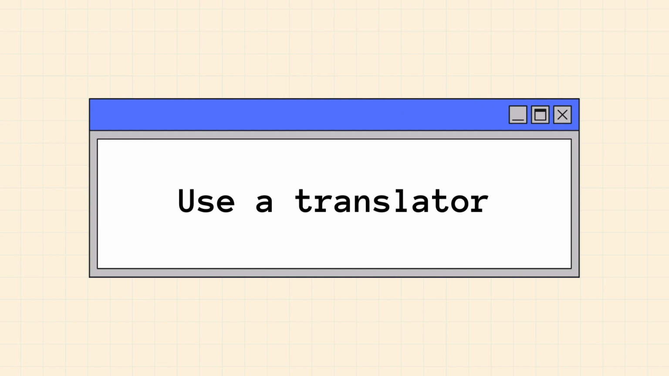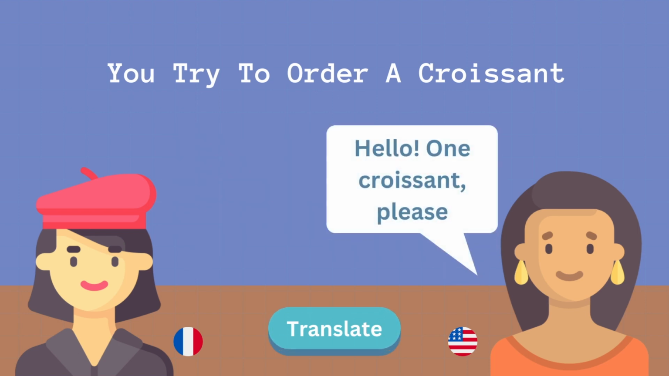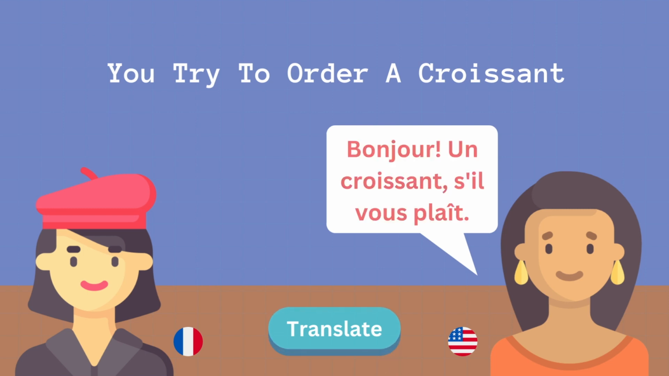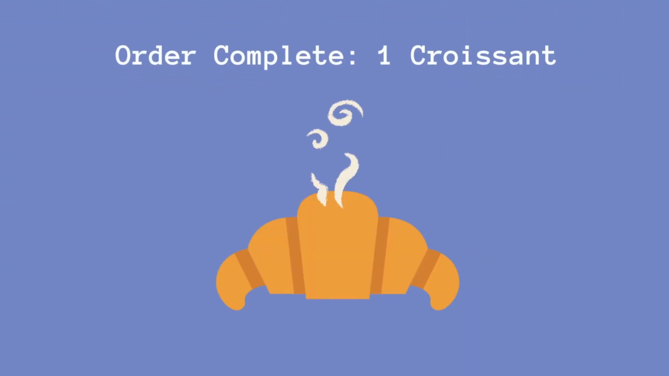To solve this issue, we can use a translator, which serves a similar purpose to a compiler in converting a message or code from one form into another that is understandable and can be acted upon. Using a translator, our "bonjour" is translated to "hello." We place our order saying, "Hello, one croissant, please," which gets translated to "Bonjour, un croissant, s'il vous plaît." Because your order can be understood by the baker, it completes your order, and you get your delicious, freshly baked croissant.